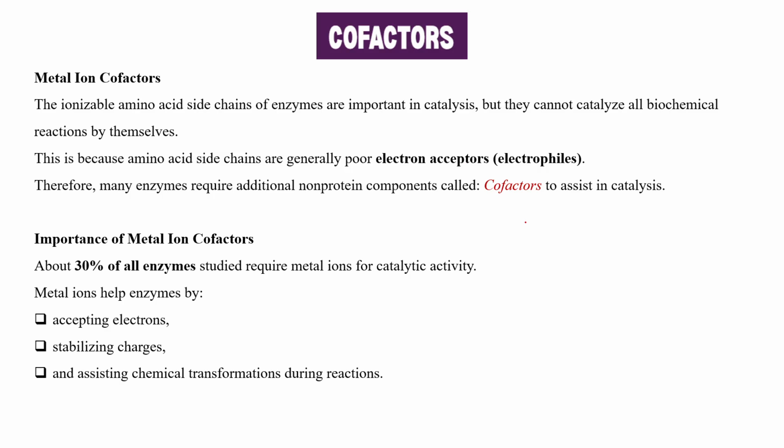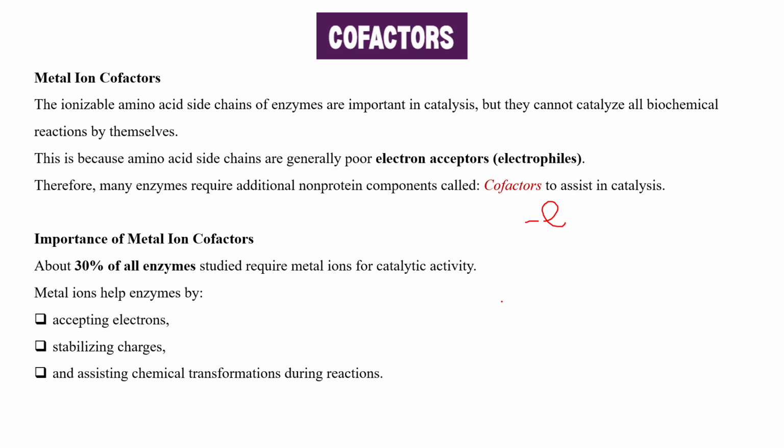The charge of an electron is negative, and most of the metals, like Mn2 plus and Mg2 plus, have positive charges. So positive and negative, right? They tend to stabilize it. They stabilize these charges, making the enzyme more stable, or making the catalytic activity more stable. It also assists chemical transformation during the reaction. If you are converting your substrates or reactants to products, sometimes it assists in the chemical transformation.